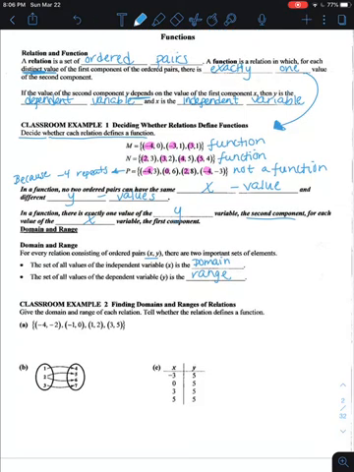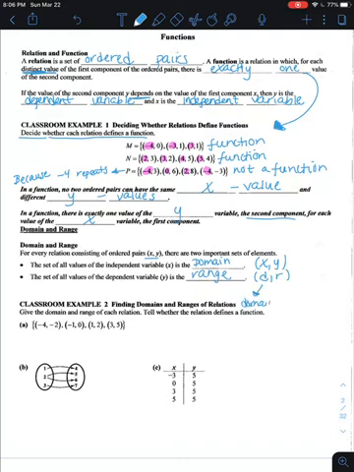So the way that I remember is that an ordered pair is x comma y. So x comes before y alphabetically. So then I look at it the same way as domain and range. All right, so D and R. All right, so this is domain.